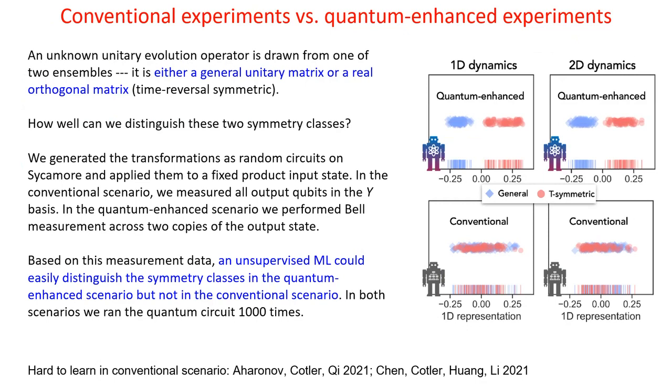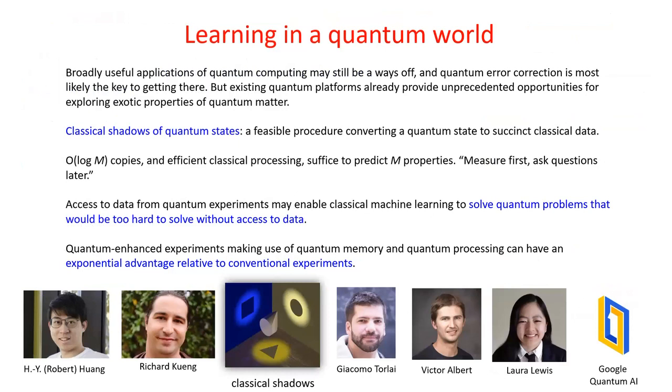Okay, so now I'll sum up. Broadly useful applications of quantum computing might still be a ways off. Quantum error correction probably will be needed to reach those applications. But already with existing quantum platforms, we have an opportunity to do unprecedented experiments that explore the features of highly entangled matter, and that's going to enable new discoveries in the near term.